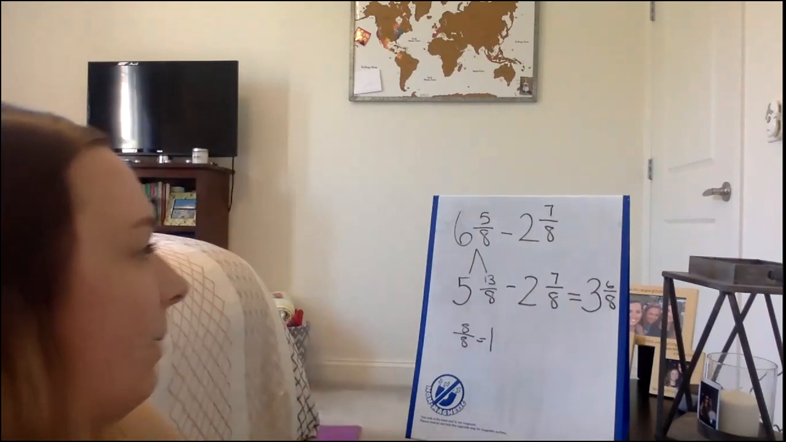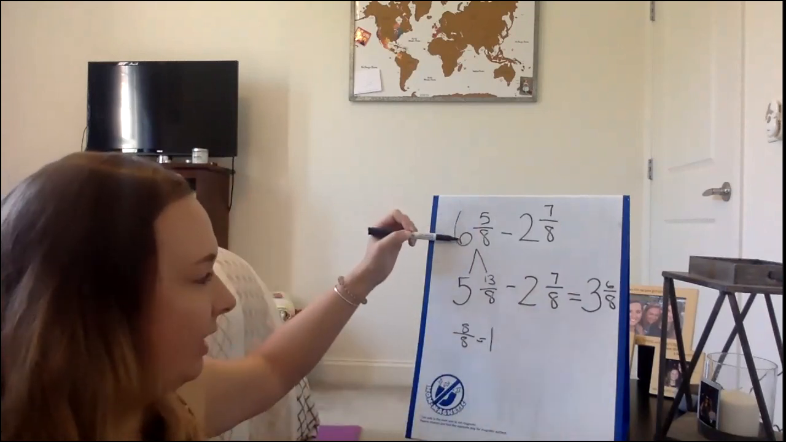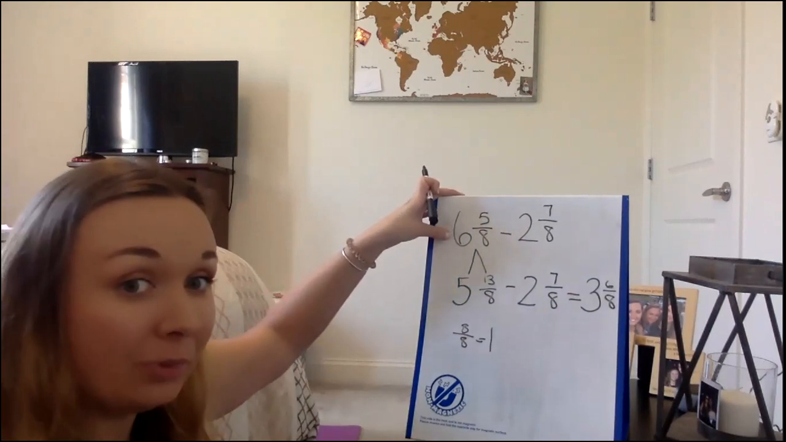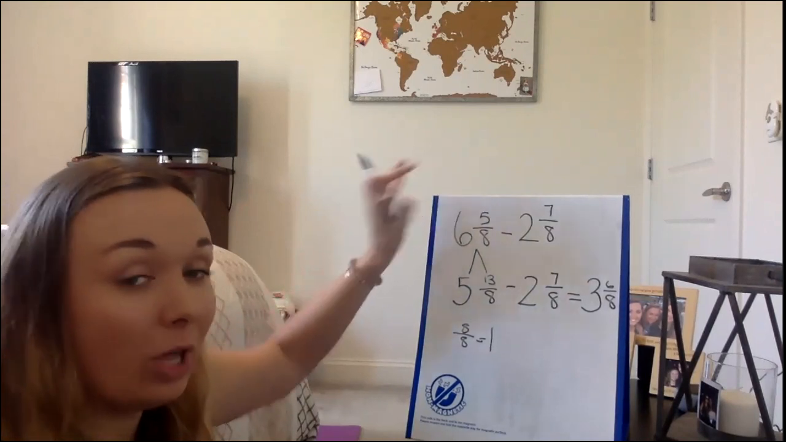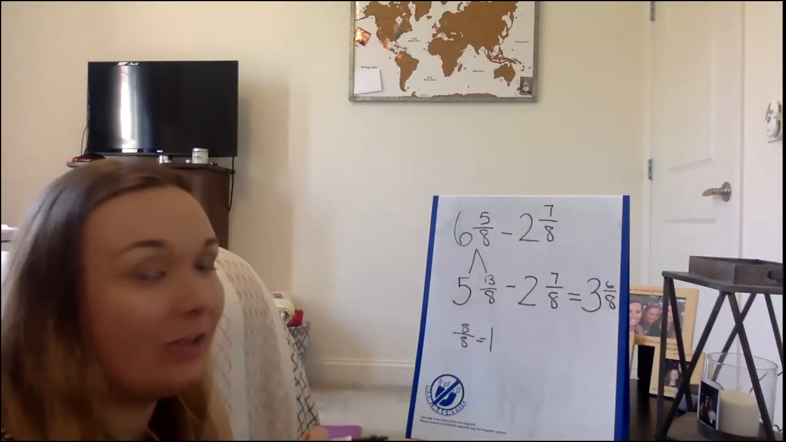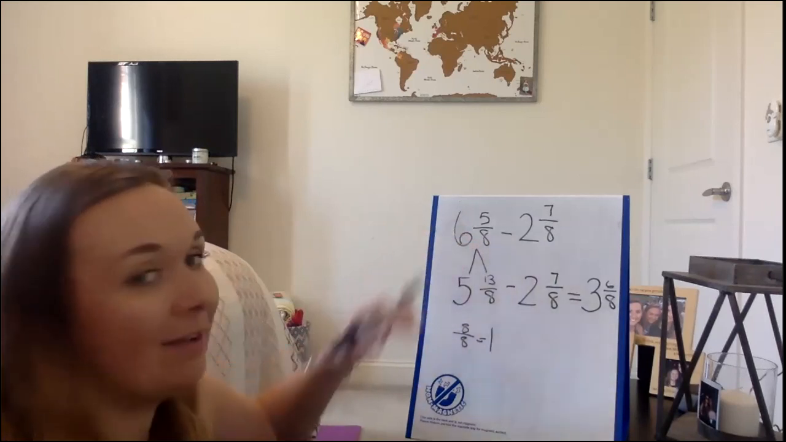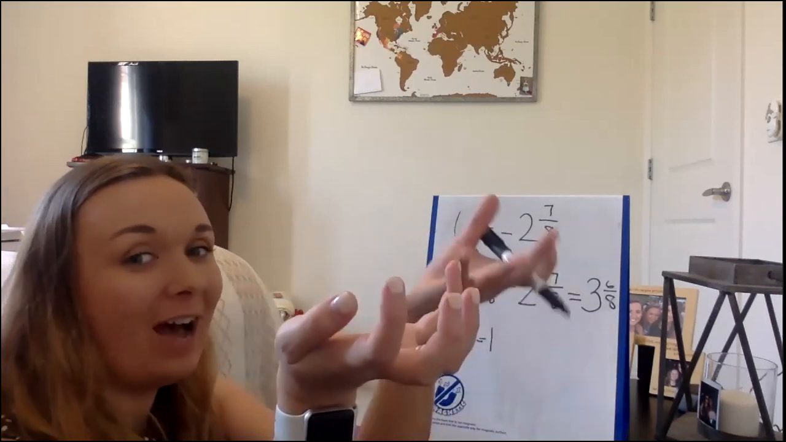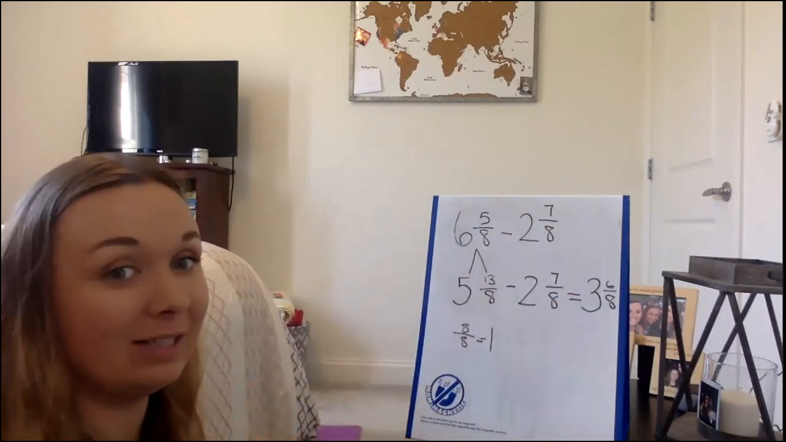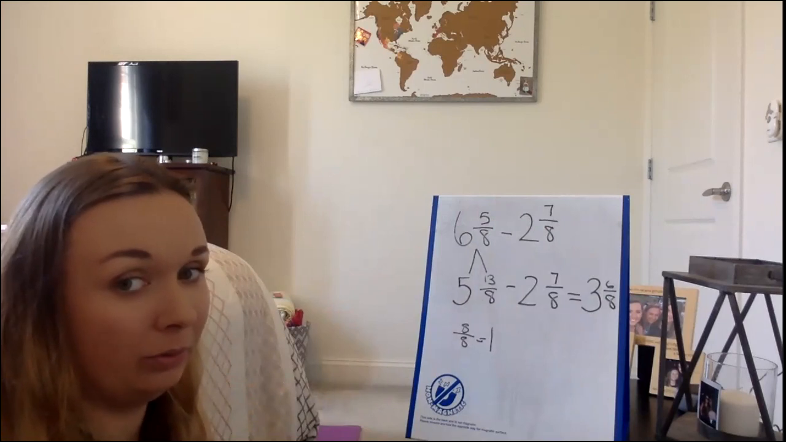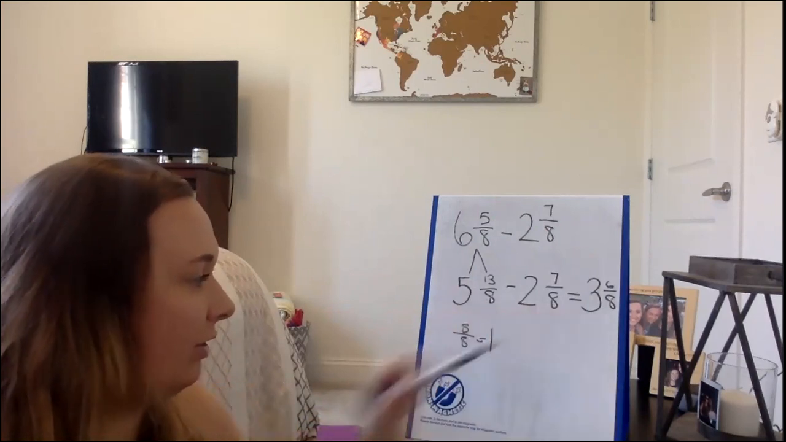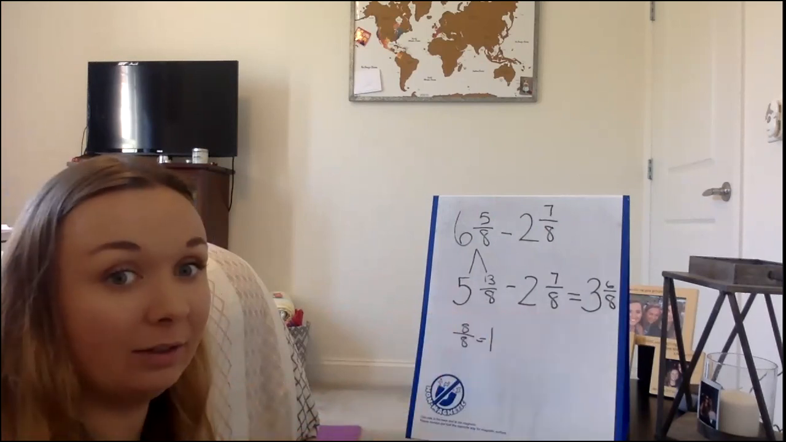Again, I want one more time to explain how we got from 6 5/8 to 5 13/8. I took one of my wholes and broke it up into 8/8. So it's no longer a whole, it's 8/8, but that's the same amount. If I put those 8/8 back together, they would make the whole. So I have 8/8 in one pile and 5/8 in another pile, which gave me 13/8. And then I had 5 pieces that were left as wholes. Then I was able to do 5 minus 2 and 13/8 minus 7/8.